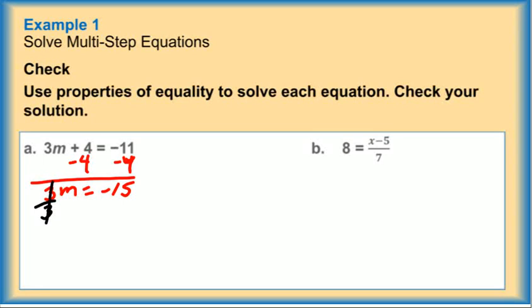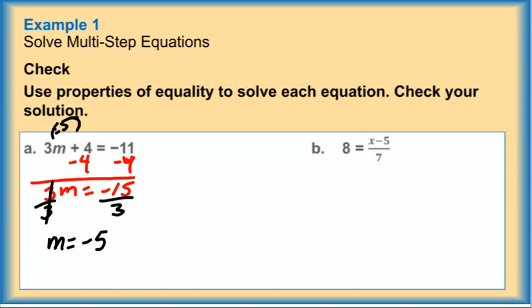I'm doing that to get m by itself. And whatever I do on one side, I must do on the other. And I'm left with m equaling negative 5. Now I check my answer, just put negative 5 in for m. 3 times negative 5 is negative 15. Negative 15 plus 4 is negative 11.